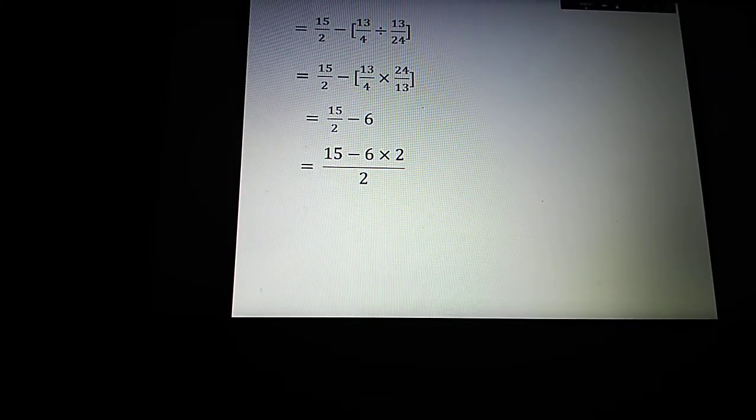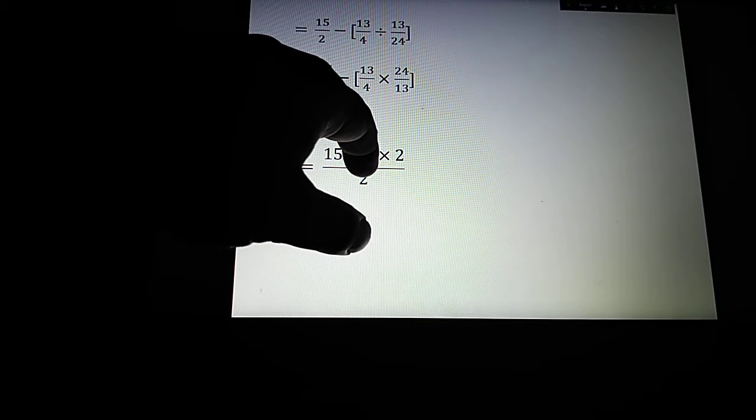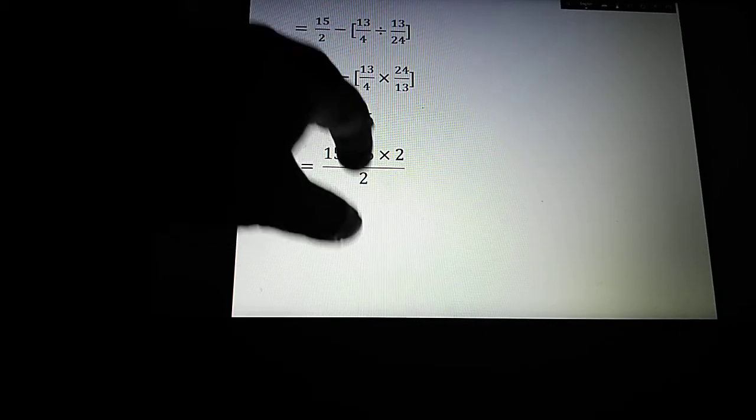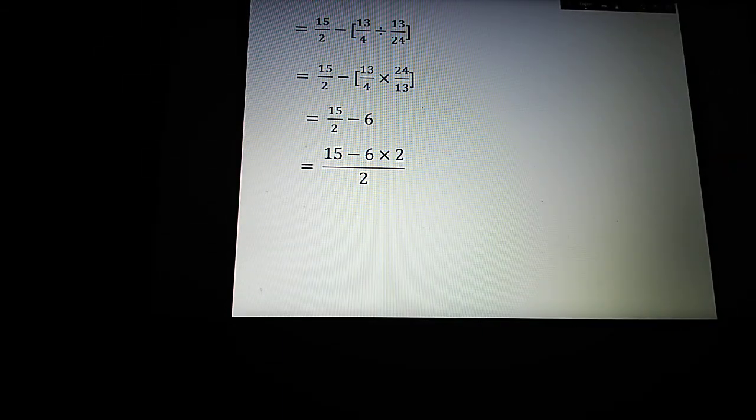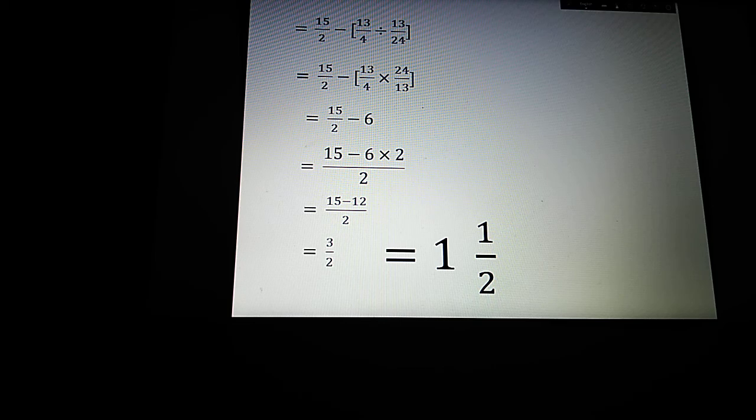Again we have to take the LCM. Here 2 and 6, that means the denominator of this number is 1. If there is no number in the denominator, that means there is 1 in the denominator. 15 minus 6 into 2, and it turns to 15 minus 12, 6 2s are 12, and it turns to 3 by 2. Okay, and it is our answer. 1 full 1 by 2. We have to convert the improper fraction into a mixed fraction, not into a decimal number. I am telling it again.